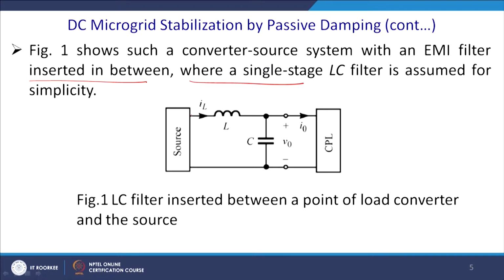Now, you have a source, you have a CPL. This is the filter, and we assume that there is no resistance here. So, any step change will have a sustained oscillation in the system, and thus we are required to provide proper damping.